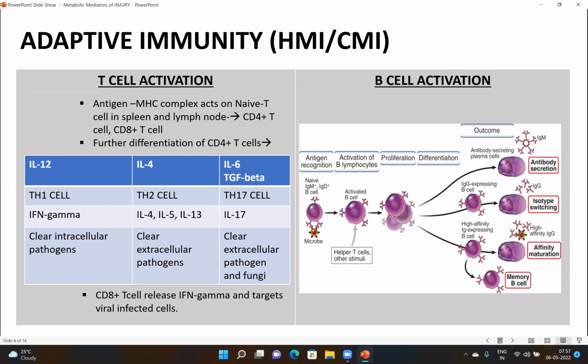In B cell activation, there is antigen recognition by the B cell receptors, which activates the B lymphocytes, which proliferate and differentiate, and then there is production of antibody secreting plasma cells. These produce IgM antibody, IgG, and there is isotype switching, which leads to IgG, IgA, and IgE production. And then there is affinity maturation, which leads to immunoglobulin with high affinity for the antigen. Lastly, there is the memory B cell, which helps in the next infection.